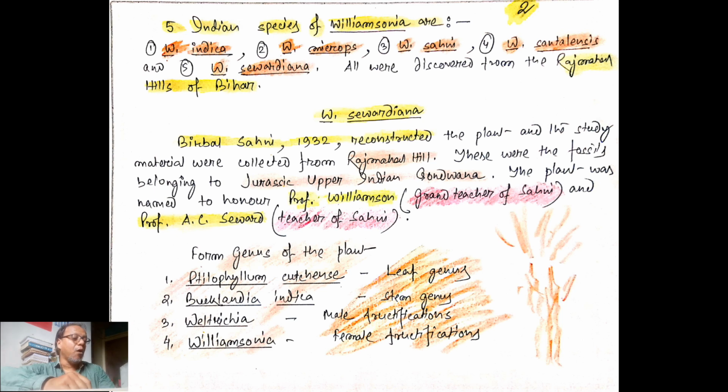Okay. Now, what are the form genera of this plant? The leaf genus was termed Ptilophyllum cutchense. The stem genus was termed Bucklandia indica. The male fructification was termed Weltrichia, and the female fructification none other than Williamsonia.